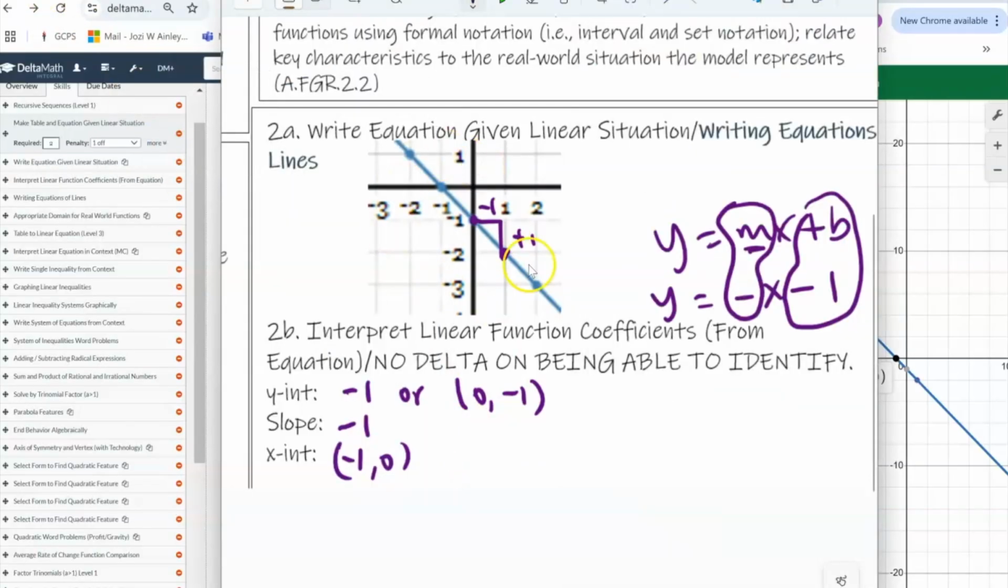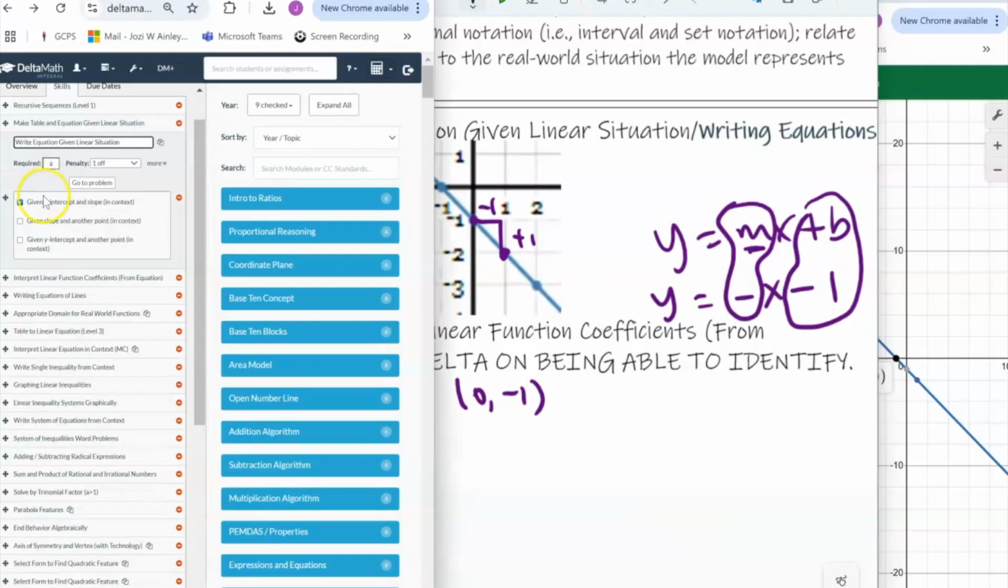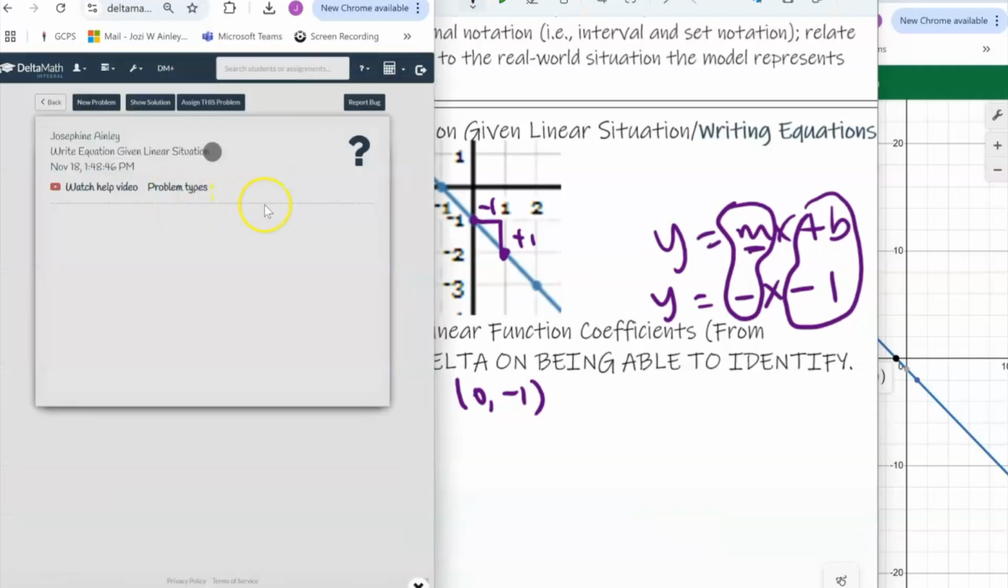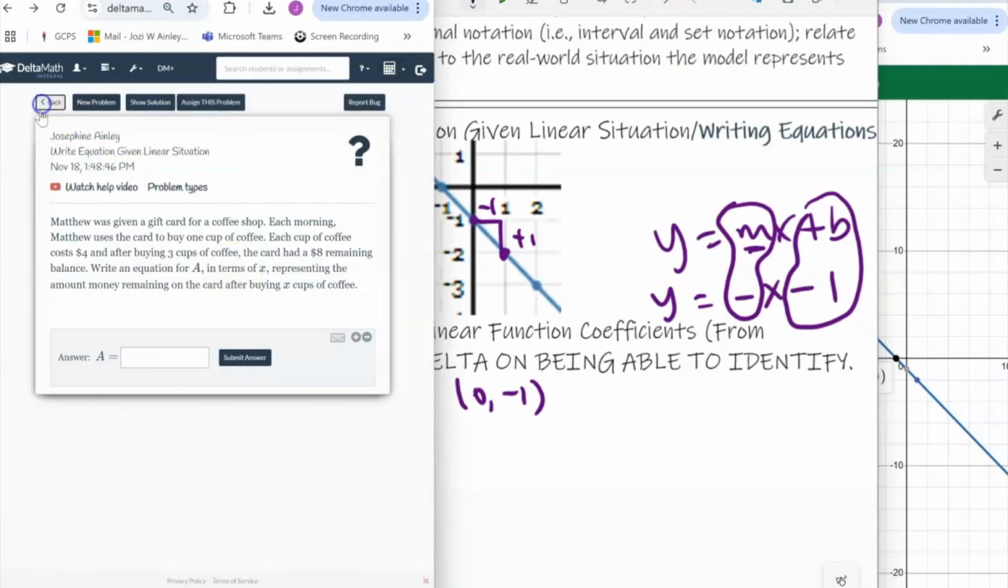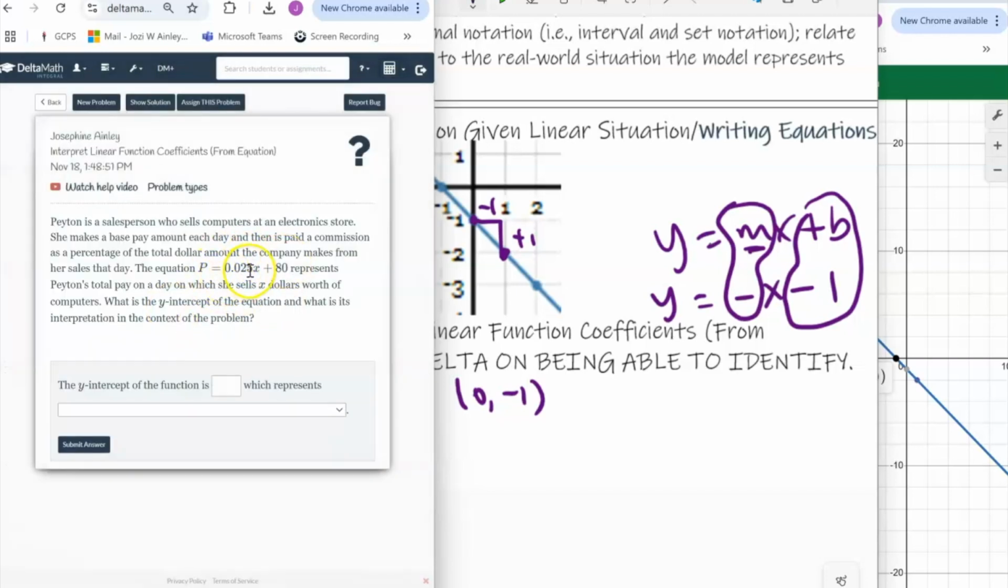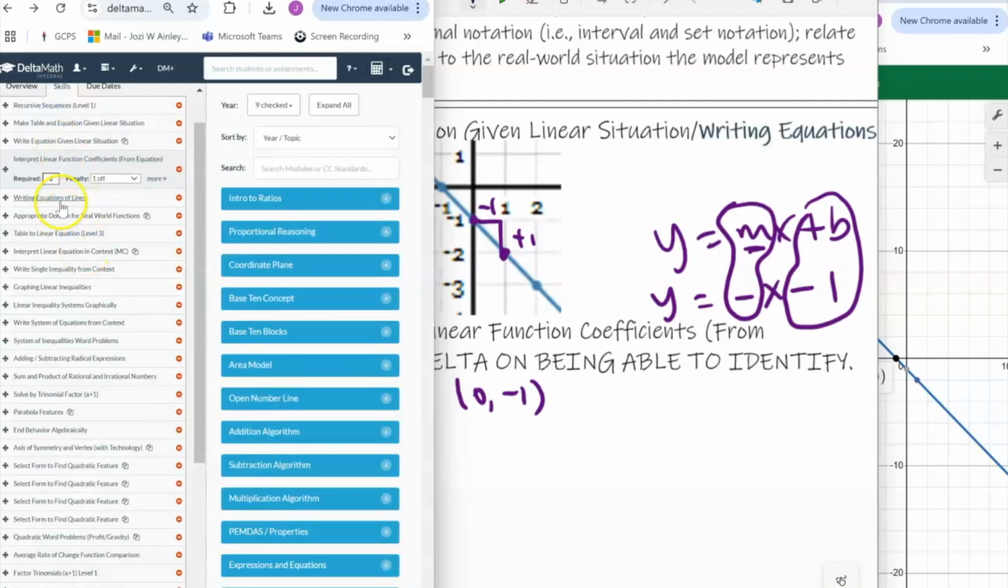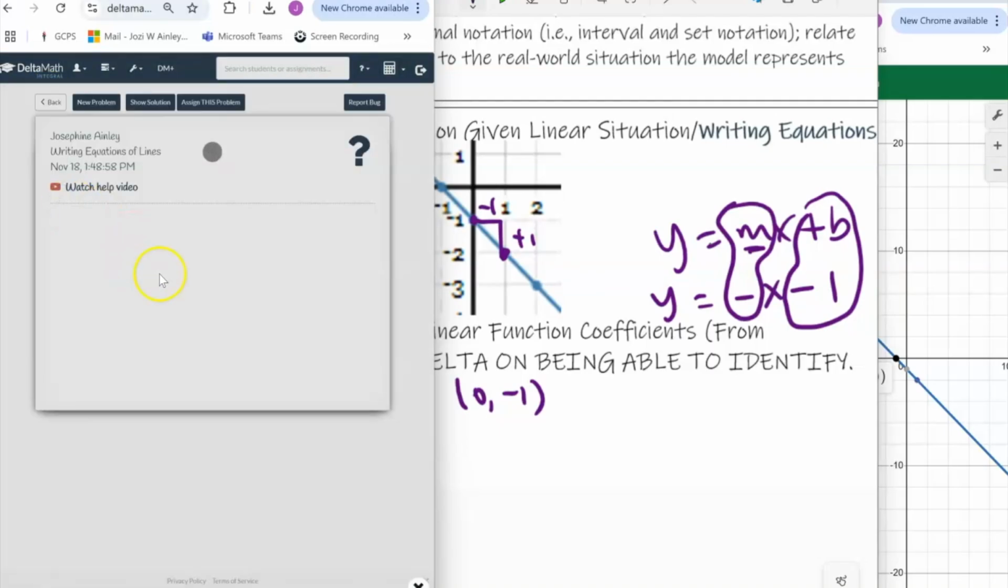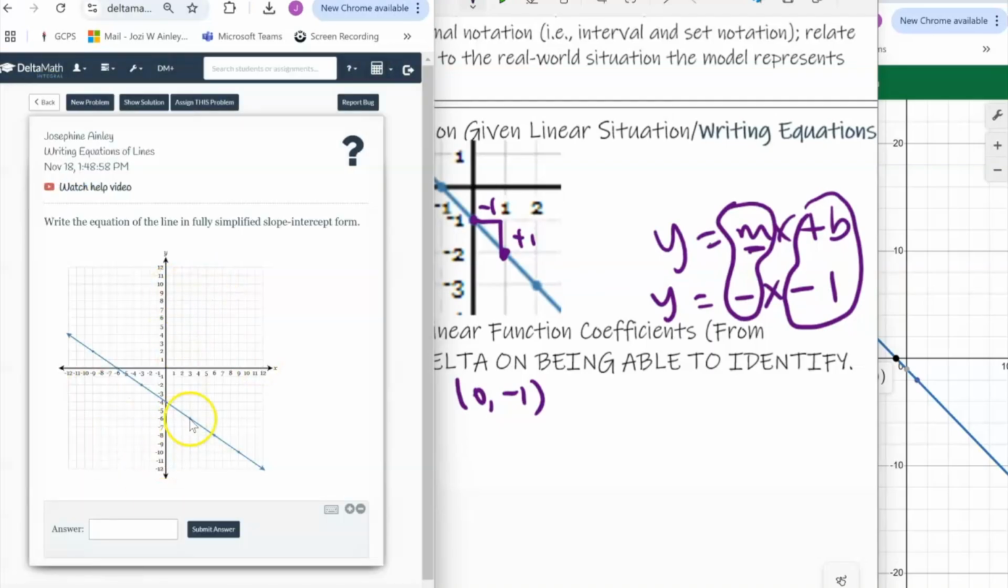On Delta Math, however, you are practicing how to write given the linear situation from last week, as well as given a graph. Okay, so write given a linear situation. That's if it's given to you in context, and there's a video for that. And then interpret what it means. What does this mean in context? And what does this mean in context? There's a video for that. And today's new video was writing equations of lines from a graph.